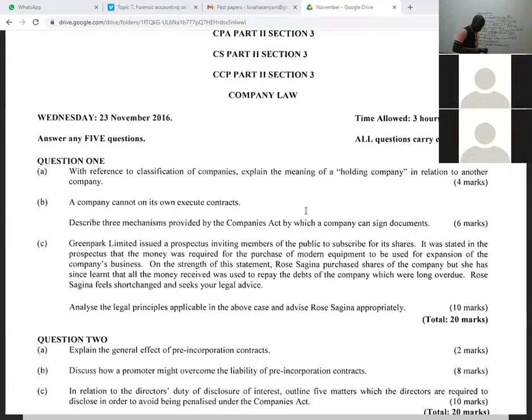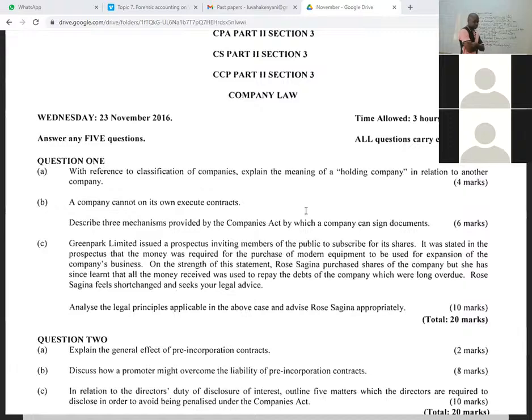A company cannot own its own executes contracts. Describe 3 mechanisms provided by the Companies Act by which the company can sign documents. Green Park Limited issued a prospectus inviting members of the public to subscribe for its shares. It was stated in the prospectus that the money was required for the purchase of a modern equipment to be used for expansion of the company's business.